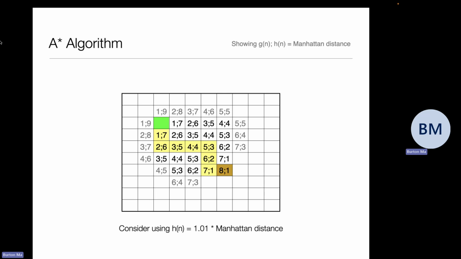Okay, so G of n is 1, 2. The distance from here to here is 1. So the distance from here to here is 2. The distance from here to here is 2. The distance from here to here is 2. The heuristic cost of this is 6 times 1.01, so that becomes 8.08. This one is 2 and 6.06, so it's 8.06. This one becomes 2 and 8.08, so 10.08.